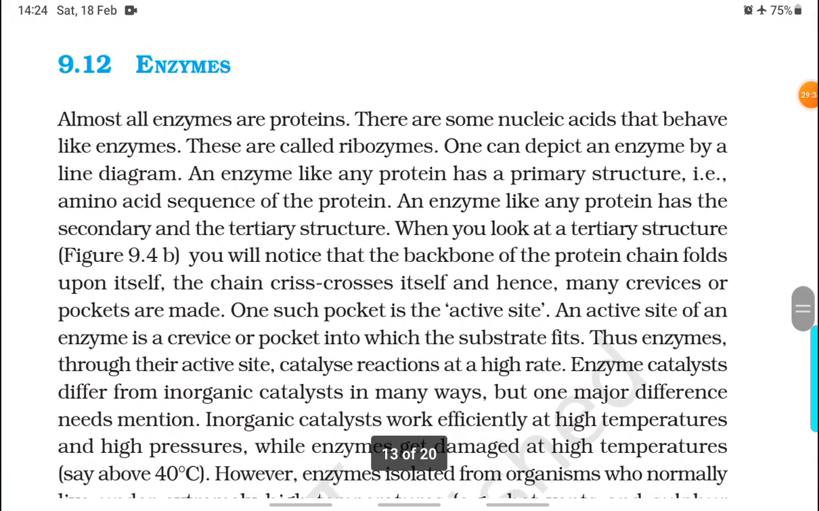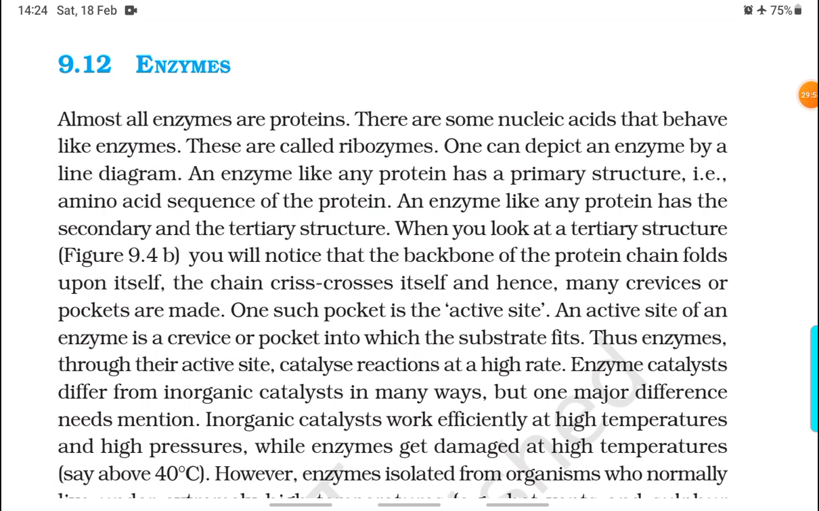Enzymes. Almost all enzymes are proteins. There are some nucleic acids that behave like enzymes. These are called ribozymes. One can depict an enzyme by a line diagram. An enzyme, like any protein, has a primary structure, that is the amino acid sequence of the protein.